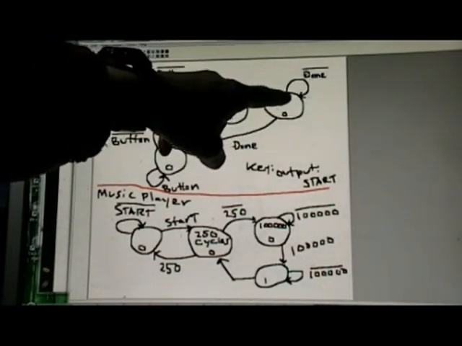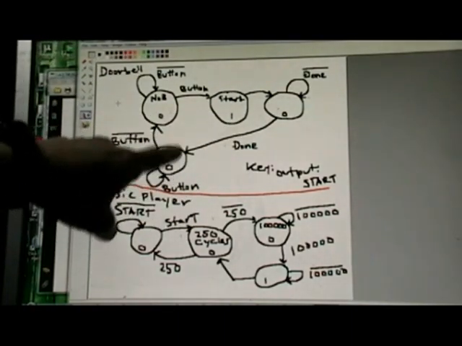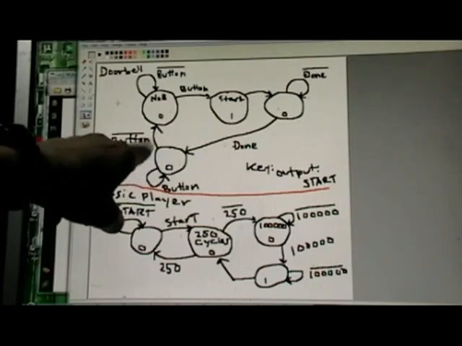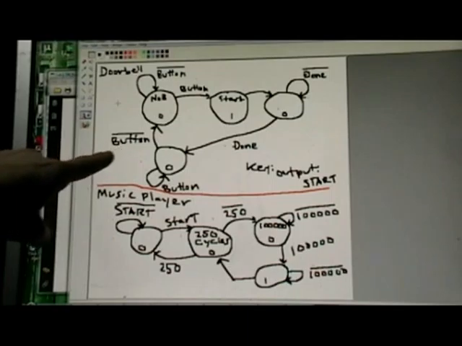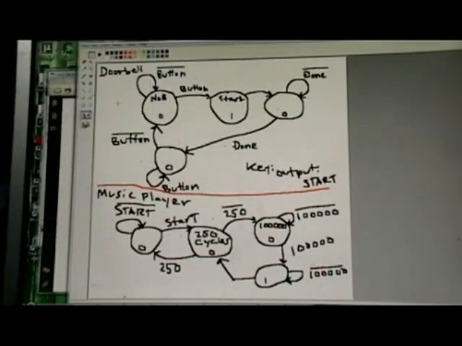So here it is waiting for that done signal, then gets a done signal, and then it waits for the button to be released. So if the button's still pushed here, then it will sit here until the button is released, so not button. Then it'll go back and it'll start looking for another button push and go through the whole cycle again.